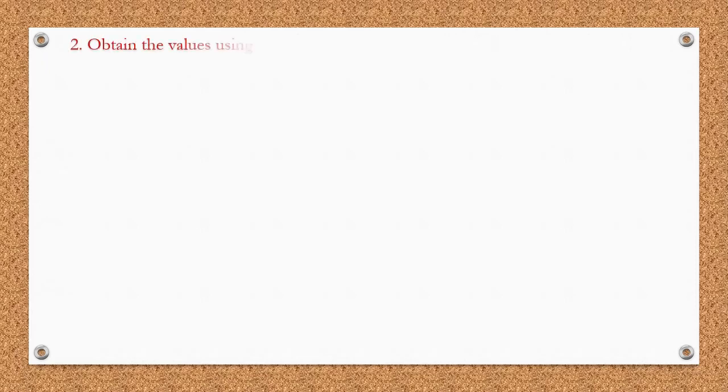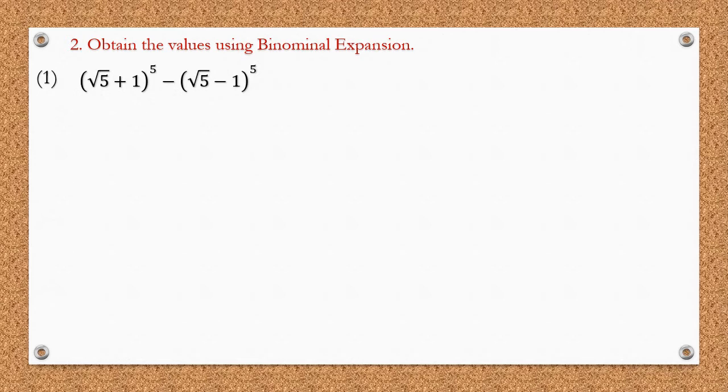Second question, obtain the values using binomial expansion. Here 3 sub-questions are there, and this is a bit of a different kind of sum. The question is (root 5 plus 1) whole raised to 5 minus (root 5 minus 1) whole raised to 5. That means two separate expansions are given, and after finding two separate expansions, we are going to subtract them.